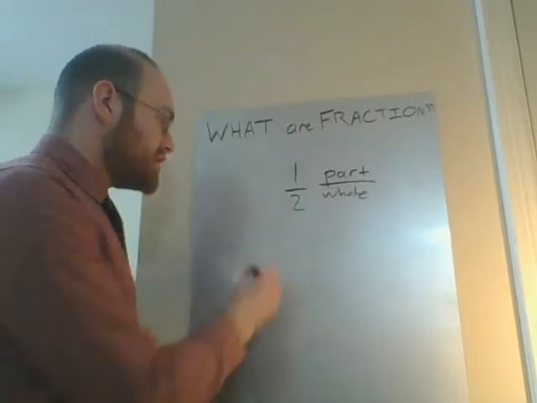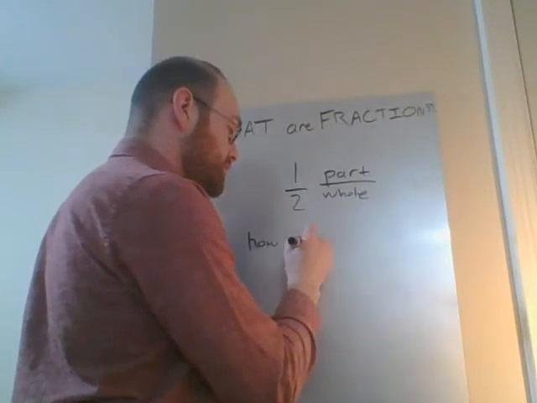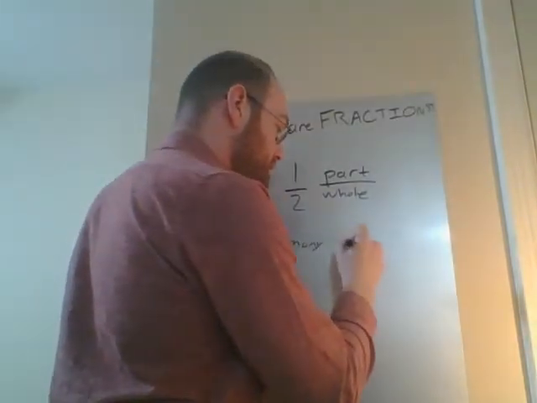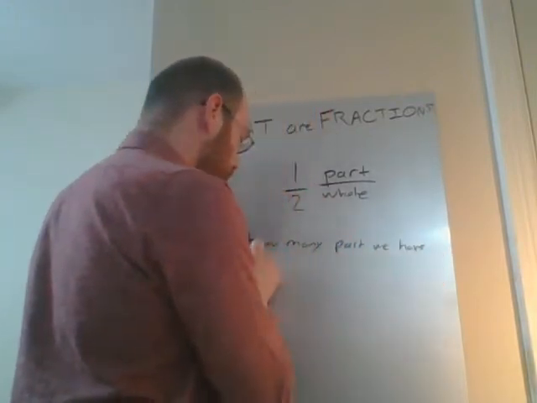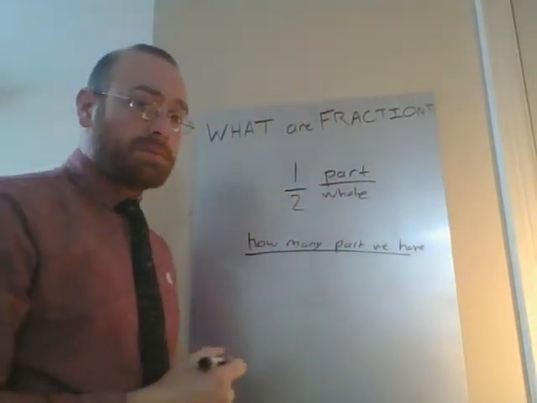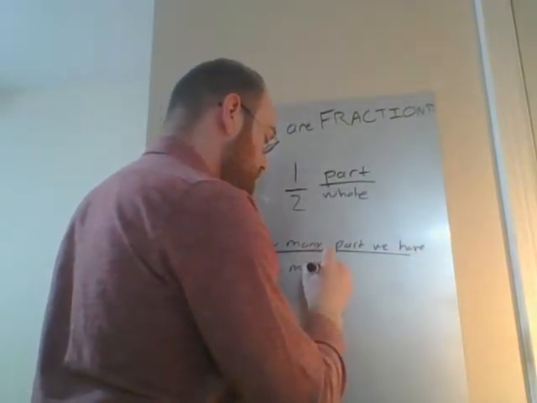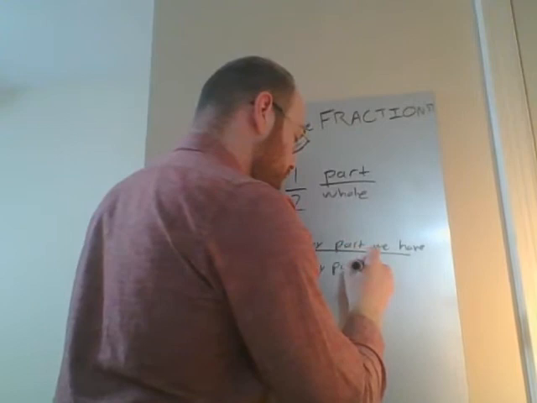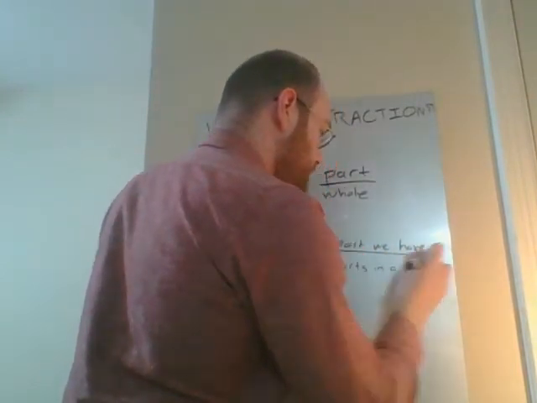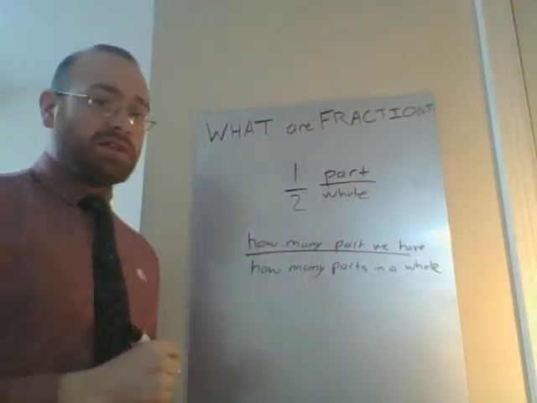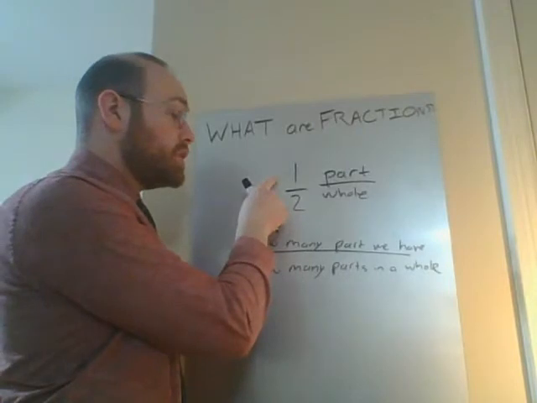You see, a fraction is really the number of parts we have. So how many parts we have all over how many parts make up a whole. So how many parts in a whole. So if we look at 1/2 again, this tells us the whole has 2 parts and we have only 1 part.